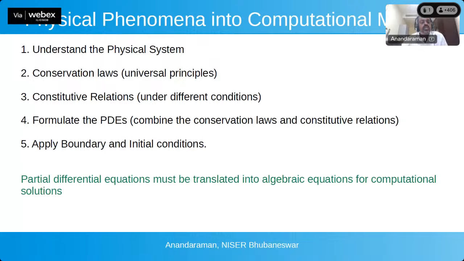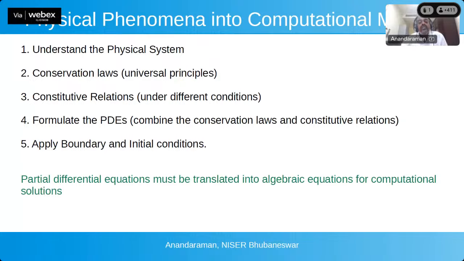Those equations, conservation laws, and constitutive relationships between those things. For your prototype, what is the relationship? With that, you are converting the physical system into a mathematical system, and then that mathematical system should be solved using a computer. Usually, when you convert the physical system into a mathematical problem, that problem actually falls in partial differential equations.